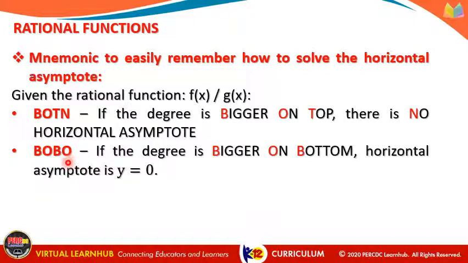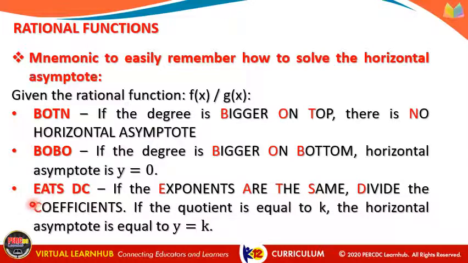Okay? So, if the degree is bigger on the bottom, the asymptote is y equals 0. So, yun ang ibig sabihin ng BOBO. Lastly, you have DC. Yan. So, kumakain DC.